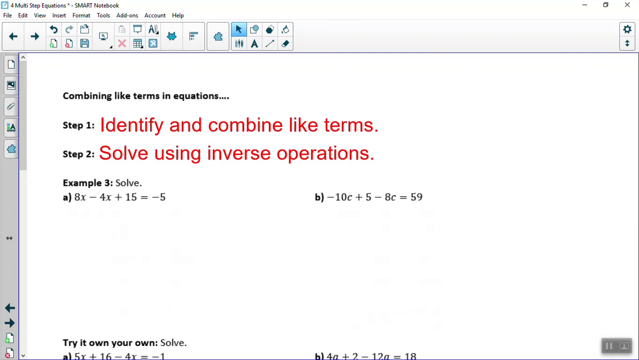So the way that it's done here, we're going to skip that part of showing the work of combining the like terms, but you can use any method you want to combine those like terms.